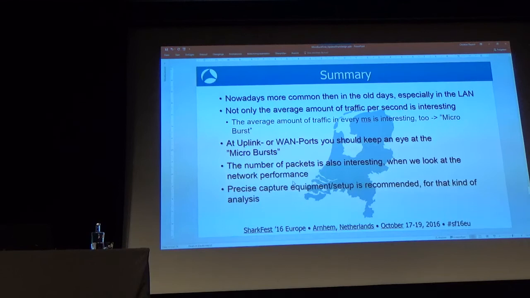In the industry environment, we have sending speeds often... not only the average amount of traffic is interesting. Yeah, we can see that the average amount of traffic in every millisecond is interesting, and this is called microburst. Yeah. If we have in 1 millisecond a peak of 300 Mbit, then it's our microburst.